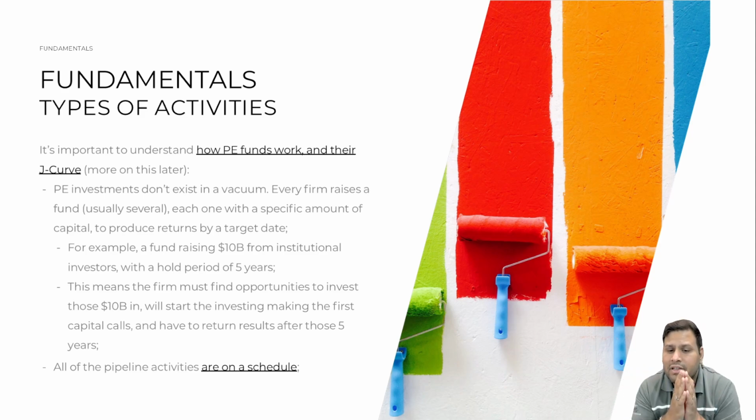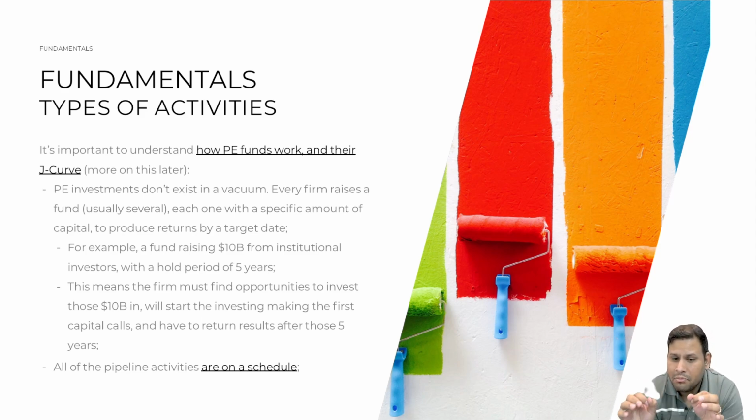So institutional investors are those investors which are basically pension funds, endowments, and some big companies, right? Some other big funds which invest their money into the market, like insurance companies also do investment. So these are the institutional investors. So you are raising a fund of 10 billion from institutional investors for the period of 5 years.